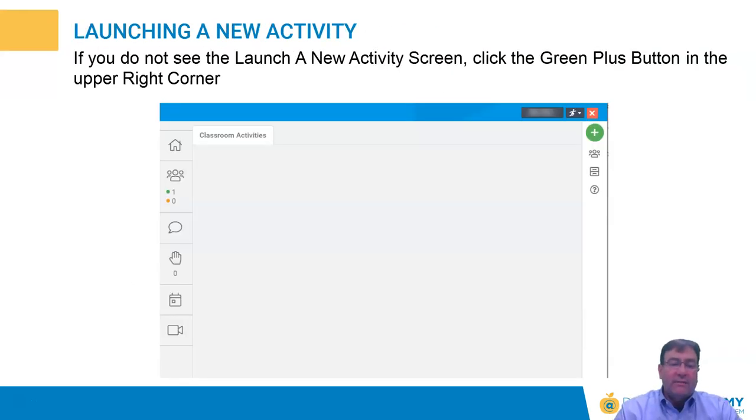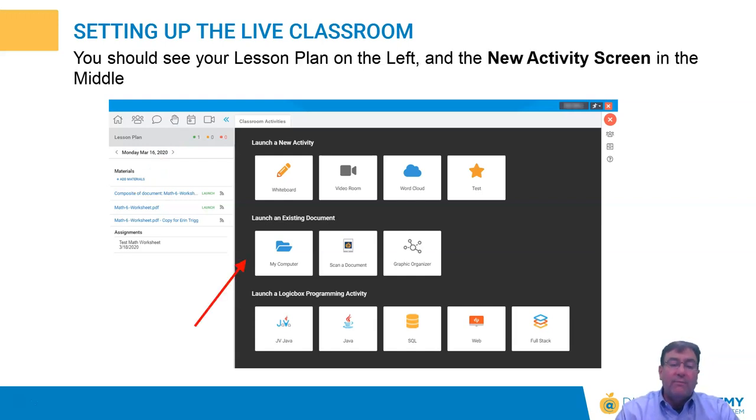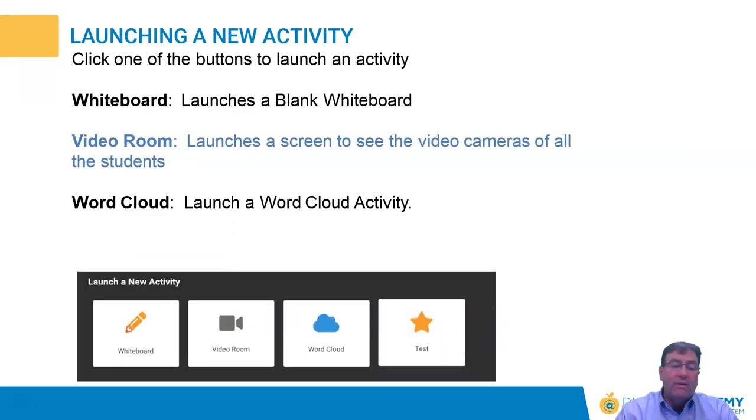To launch a new activity, click the green plus button in the upper right corner of the live classroom. You'll see a screen that looks like this. On the left, you have your lesson plan, which you can also access by clicking the lesson plan icon at the top, the one with the red arrow that points to it. On the right, you have the New Activity screen, which allows you to launch new activities. To launch a new activity, click one of the buttons listed below.